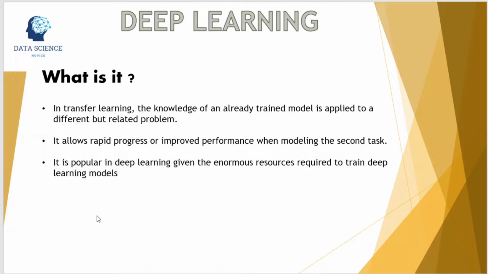Because we know that in deep learning, we still face two problems. First, the computational time, and second, the unavailability of labeled data. So instead of starting the learning process from scratch, we start with patterns learned from solving a related task. And hence we are almost able to solve these two problems. In general, pre-trained weights perform better than training the model from scratch. So it's an optimization that allows rapid progress or improved performance when modeling the second task.